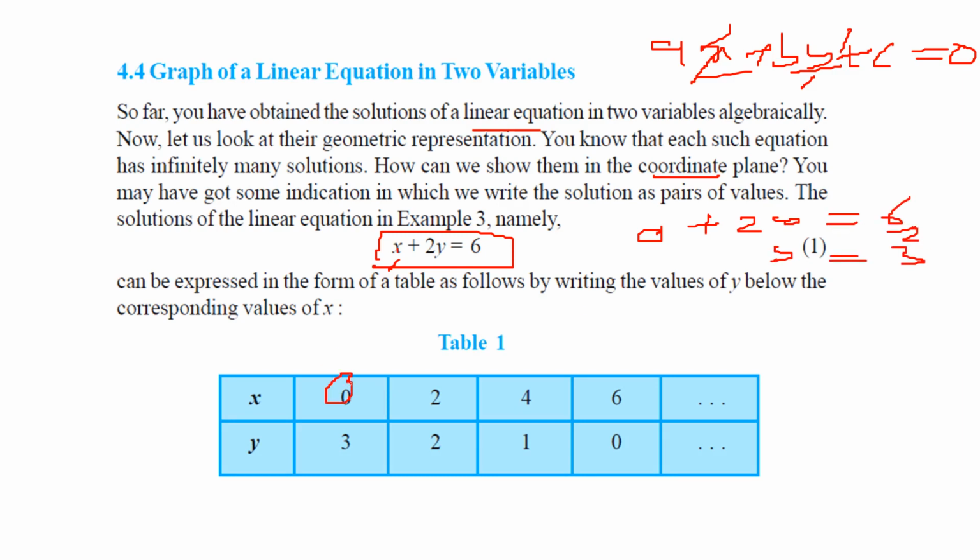So for x equal to 0, y equal to 3. Again, put x equal to 2. So take here 2, 6 minus 2 is 4 and divide by 2. So you get 2. So for x equal to 2, you get 2. Similarly, for x equal to 4 you get 1, for x equal to 6 you get 0. So these are the values you need to find out.